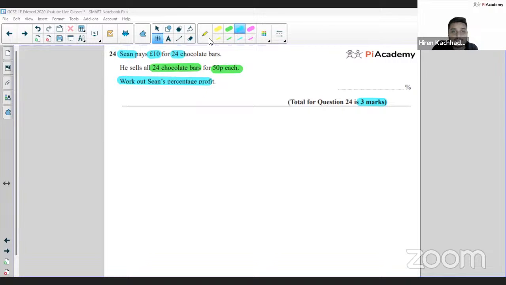Okay, let's start solving this question. So here you know that he is buying 24 chocolates for 10 pounds, right? So basically, what is the cost price? Here you can see the cost price is available to you. That is the 10 pounds, right? Now let's find the selling price. As you can see here, he is selling at 50p each, right?